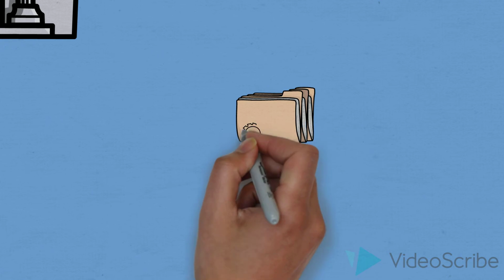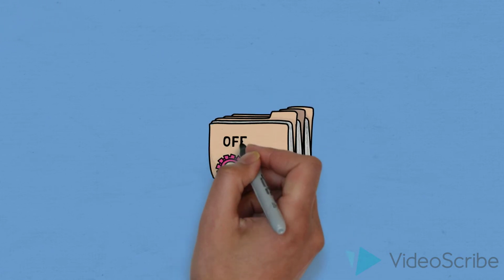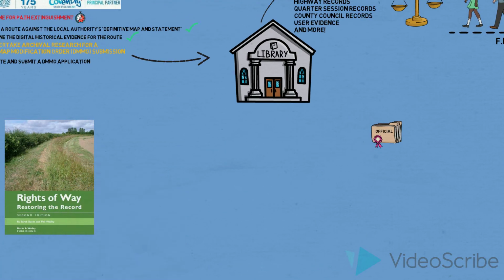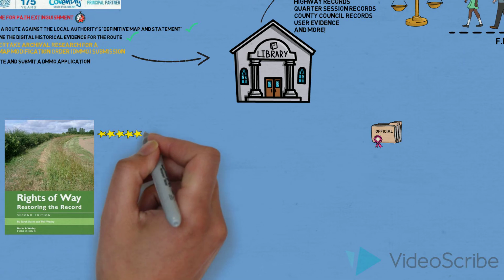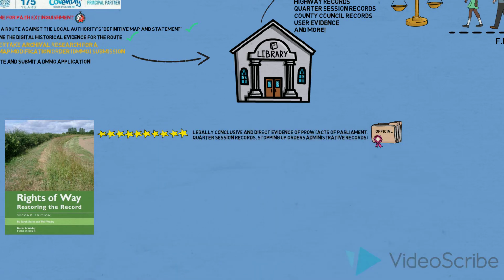In official documents of this sort, the government or local authority is effectively saying we recognise and affirm that this track is a public right of way and will treat it as such. This sort of evidence is 10-star evidence. Examples include enclosure awards, quarter session records and stopping up orders. If you're not sure what these are, don't worry. Our guides and websites have much more information about each of these sources.